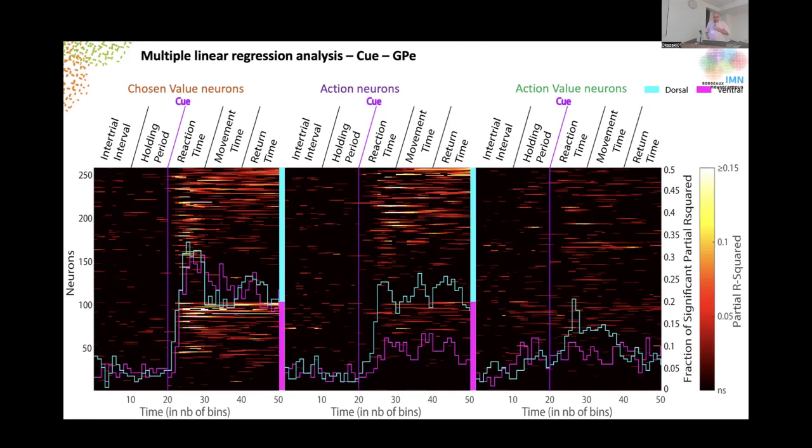If we do the same in the GP, you will see that we have more or less the same distribution. Chosen value can be found both in the dorsal and ventral striatum, and in the GP, the pallidum. Action neurons are more important in the dorsal than in the ventral pallidum, and action value neurons are present, but they influence less the variability of the whole population than chosen value or action neurons.